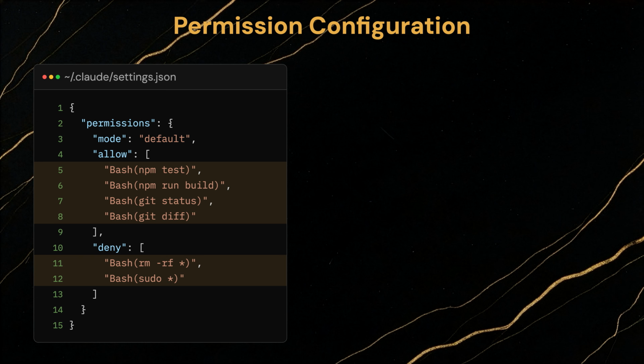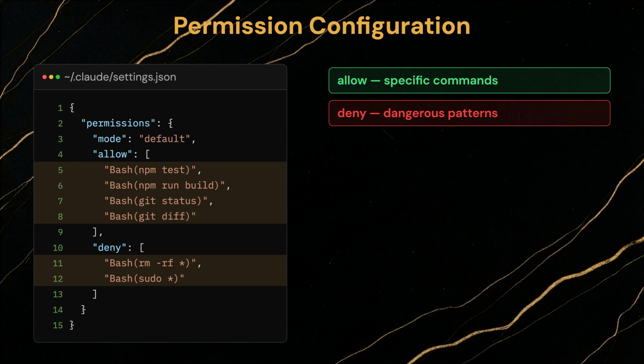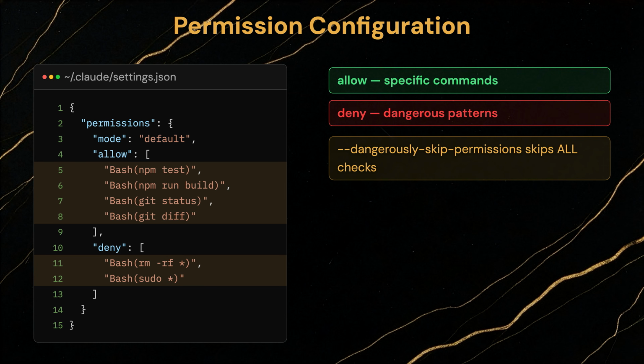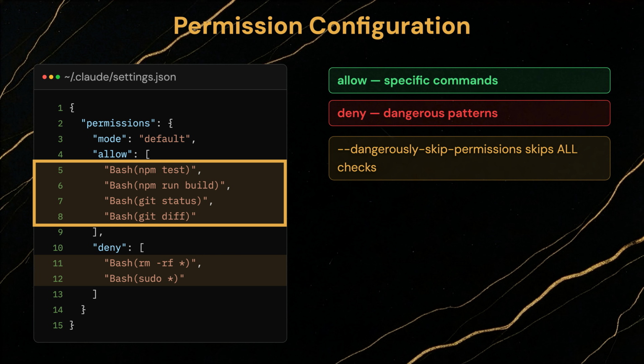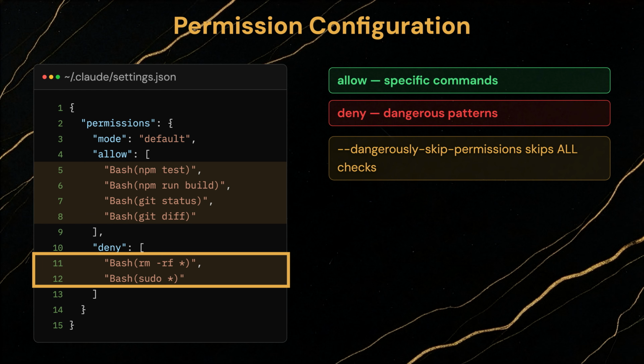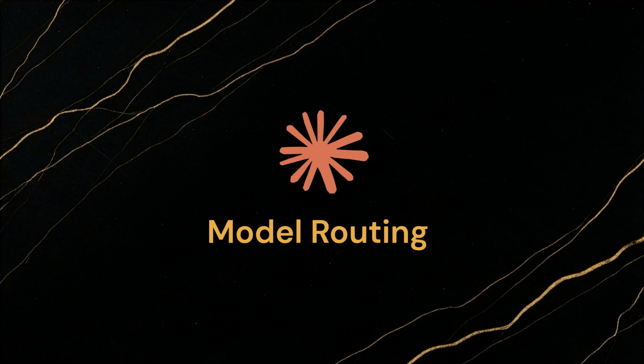The permission system controls all of this. You can configure modes from default, which asks for approval, all the way to the dangerously skip permissions flag, which skips all permission prompts. You can also set granular rules that allow specific bash commands like npm test while blocking dangerous ones like rm -rf. Here is something most people don't realize.